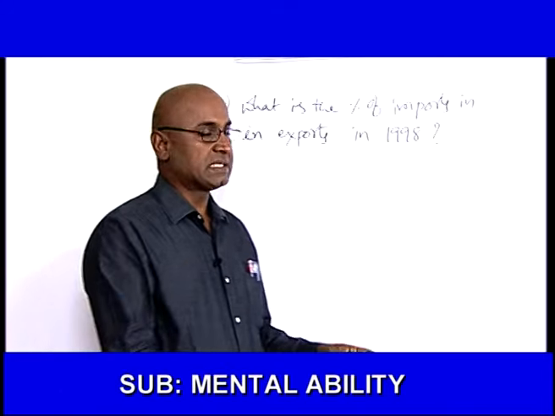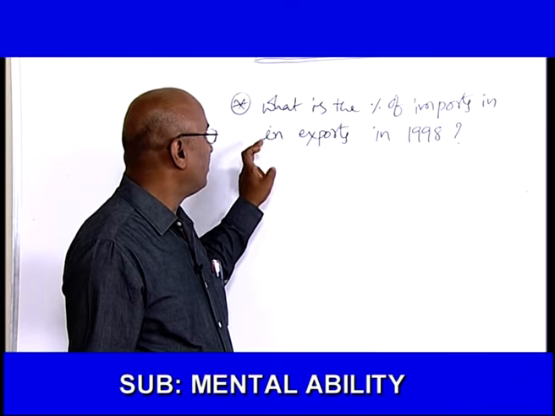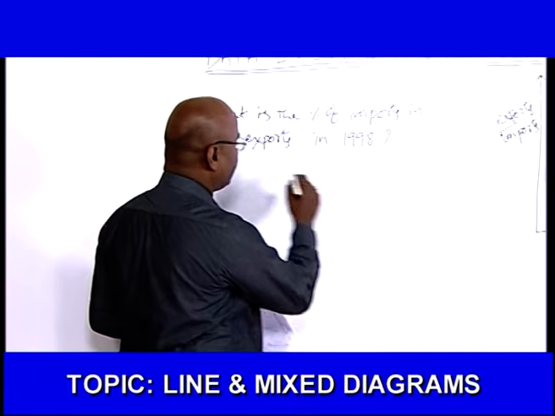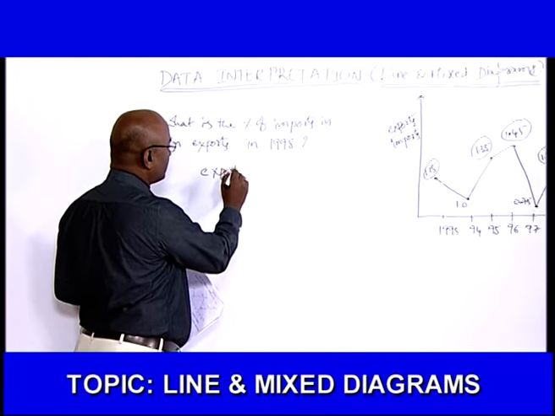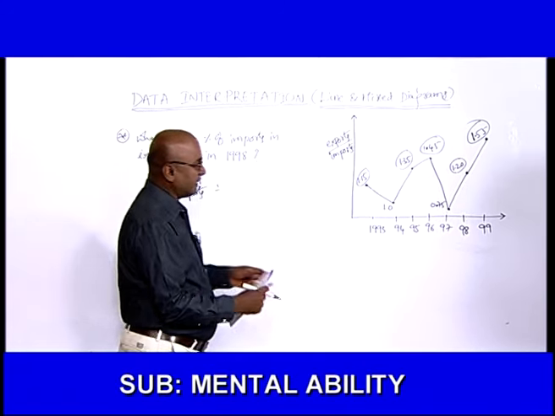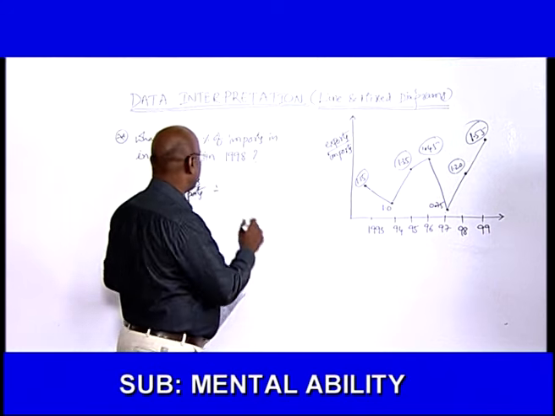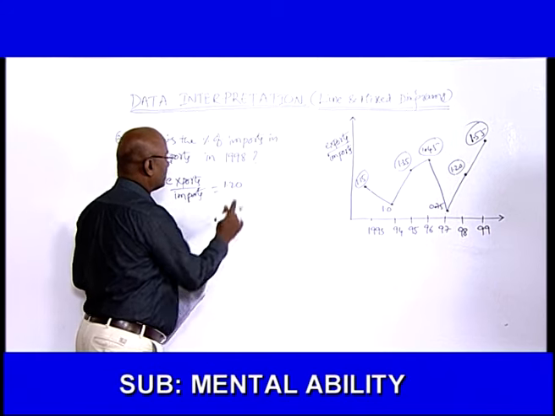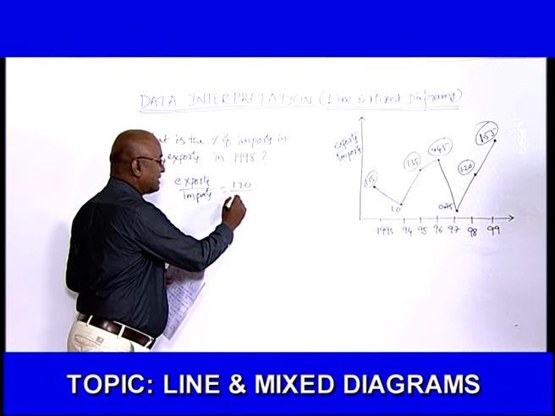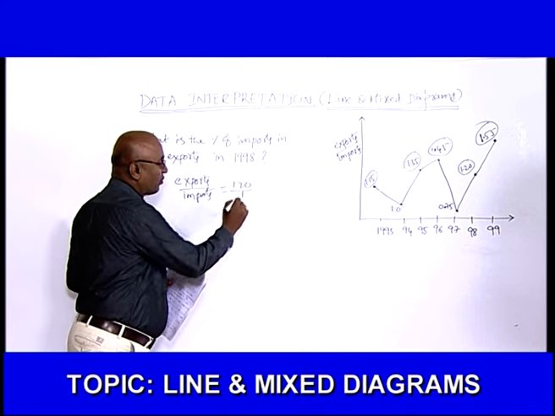The question is like this. What is the percent of imports in exports in 1998? In 1998, exports by imports ratio is like this. That is 1.20. So the ratio of exports to imports is 1.20, means 1.20 by 1.